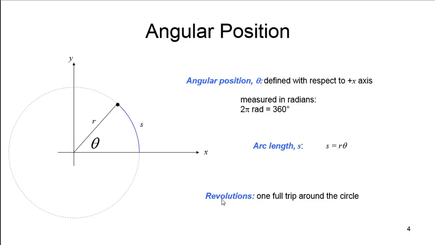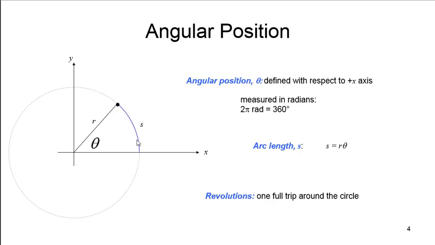Another way to describe position that might be useful sometimes is to talk about revolutions. So if we're talking about this car driving in a circle, it might be useful for me to know how many revolutions the car has made. Okay, so a revolution is simply one full trip around the circle. And it's nice to relate revolutions to the total arc length.